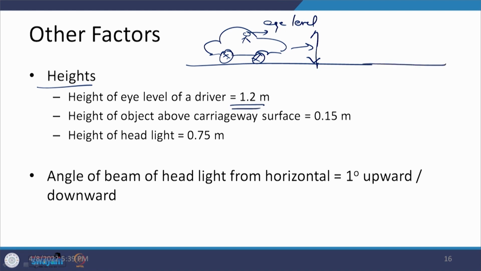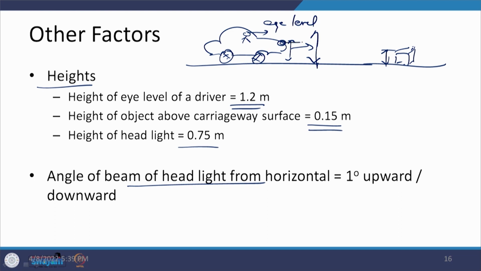If there is an object which is lying here at some point, then the height of this object is another thing which we are talking about, that is being considered as 0.15 meters. And the height of the headlight is another thing, which is being taken as 0.75 meters. And you can understand that when we talk about the height of the headlight, we will be talking about the headlight sight distance in that case. Again, the angle of beam of the headlight is also there, which is treated as 1 degree upwards or downwards.